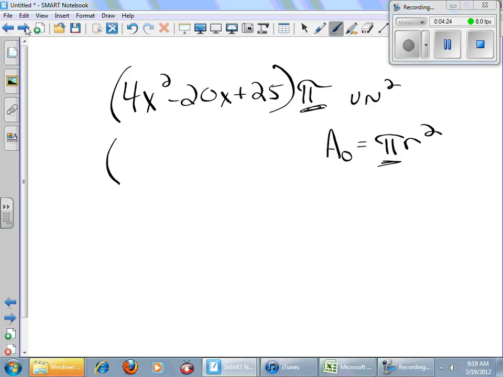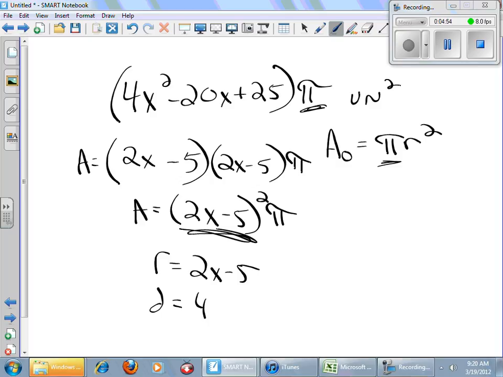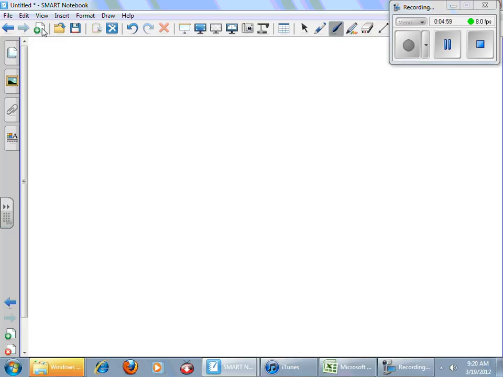So, lucky for me, this turns out to be a perfect square trinomial. 2x minus 5 times 2x minus 5 times pi. But 2x minus 5 times 2x minus 5 is the same as 2x minus 5 quantity squared. Well, there's my radius. My radius is 2x minus 5. A radius is half a diameter, therefore 4x minus 10 is the diameter. This is a cake quiz, guys. I still can't figure out why you just panicked and didn't know how to factor.